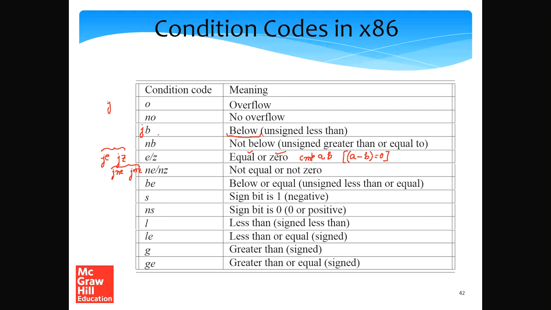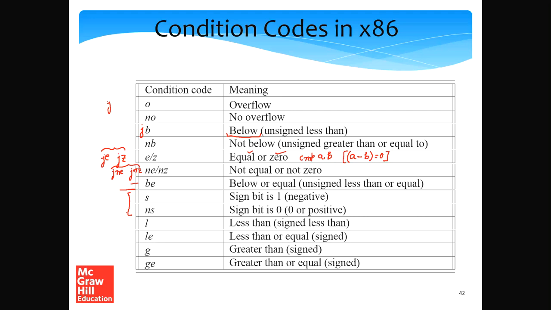So we introduce the B flag here below, unsigned less than. So BE is below or equal, unsigned less than or equal. Now after these comparisons, we have another class of condition codes: S and NS. S basically means the sign bit is 1, or alternatively the number is negative. NS means that the sign bit is 0, which means that the number is 0 or positive.